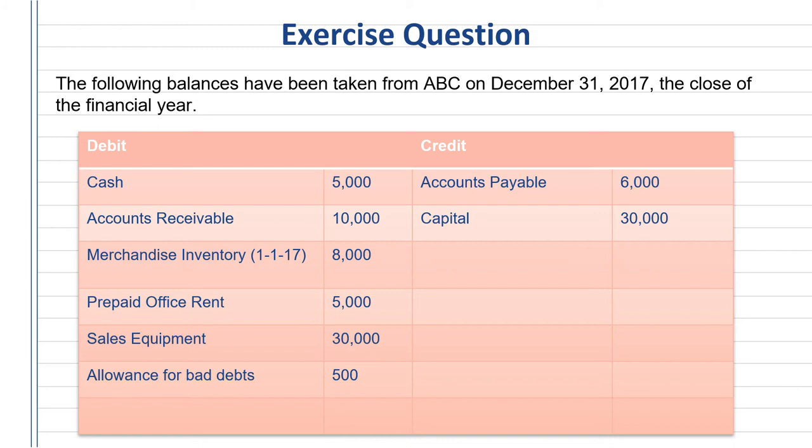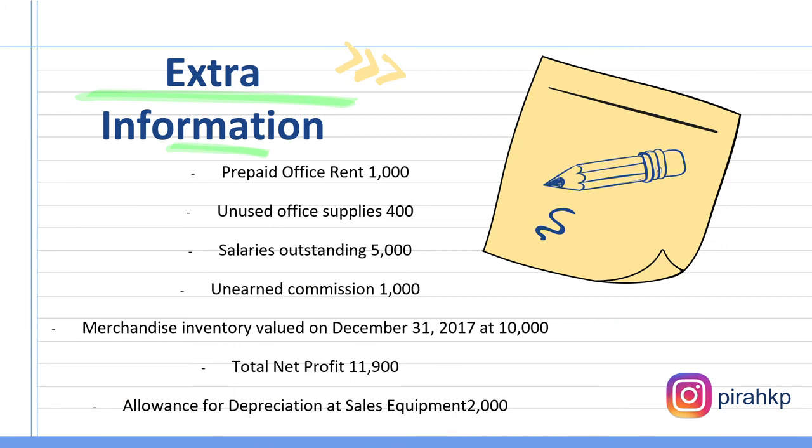So here is some extra information. They thought, hey, you should know these things as well. Prepaid shop rent, unused office supplies, salaries, and okay, we'll do each of them and we will discuss each of them while writing them in our balance sheet.